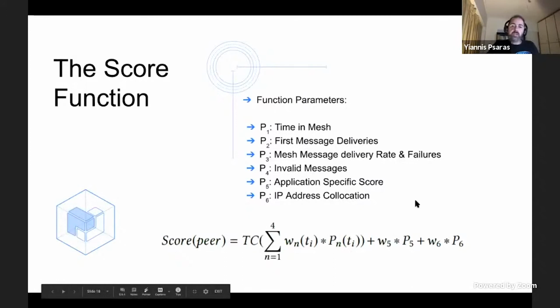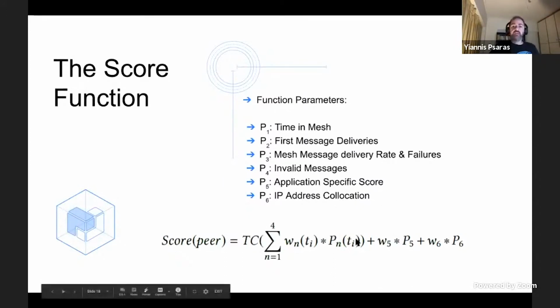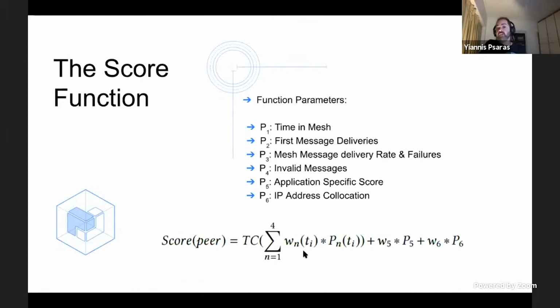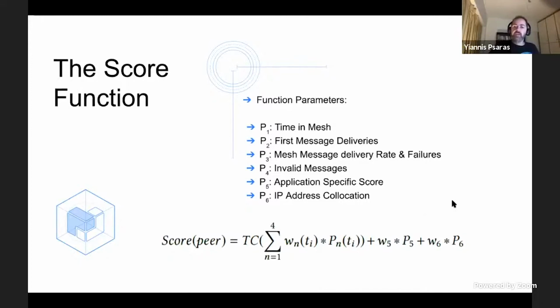This is what it looks like. The score function is a weighted sum. It's very interesting to see how each one of those factors behaves over time. And as I said, it's a weighted sum.